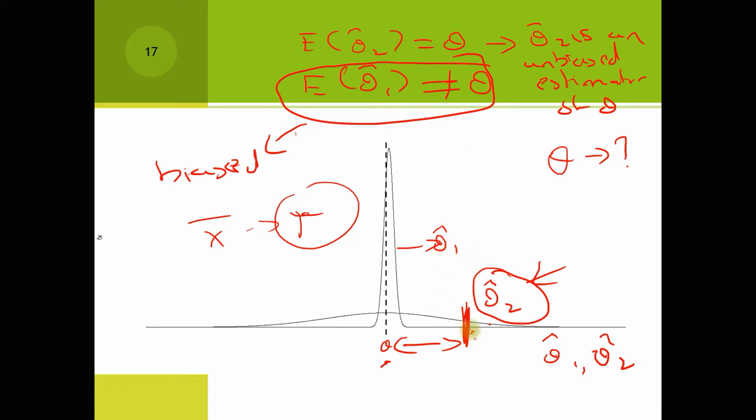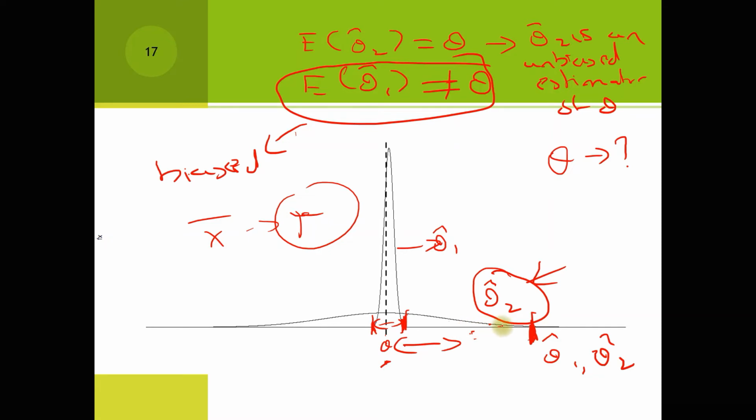So if you have a high probability of getting something very far from theta using theta cap 2, then it is of course a danger. It would be preferable to use another estimator that will give me a much higher probability of getting something close to theta. So theta cap 1 is the one that is giving me a higher probability of getting something very close to theta compared to theta cap 2, which does not necessarily give me a high probability of getting something very close to theta, because you also have a possibility of getting something very far from theta.